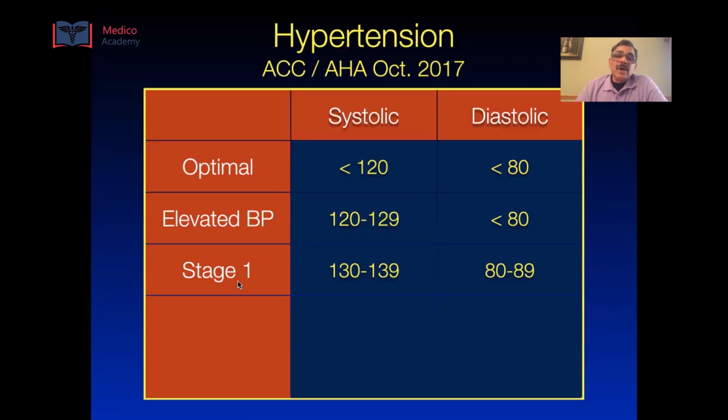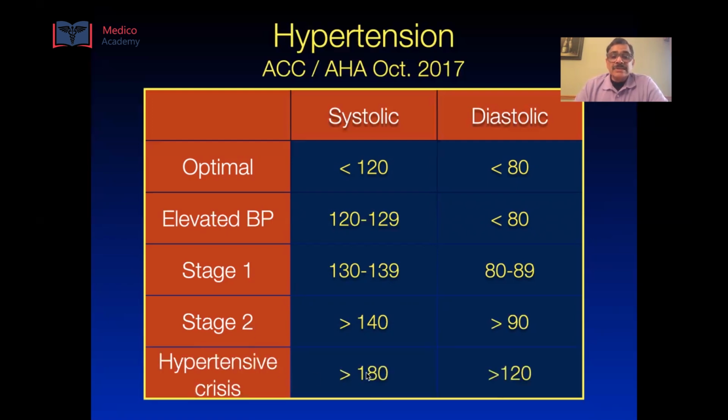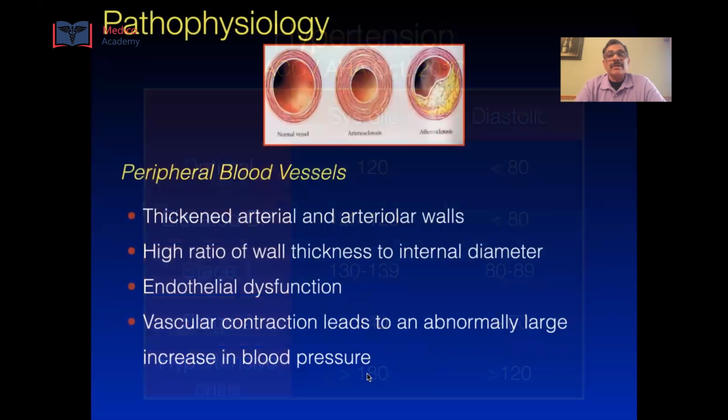So the patients or people in the past who were not labeled hypertensive, who were pre-hypertensive, suddenly become hypertensive with this new definition. Stage 2 hypertension is when the systolic is more than 140 and diastolic is more than 90 millimeters of mercury. So this was the initial definition of hypertension, but now that is considered as stage 2. And hypertensive crisis is when the blood pressure is more than 180 over 120 millimeters of mercury.